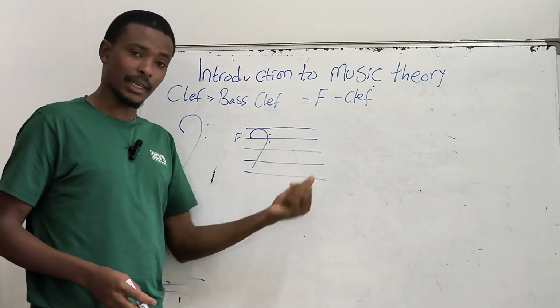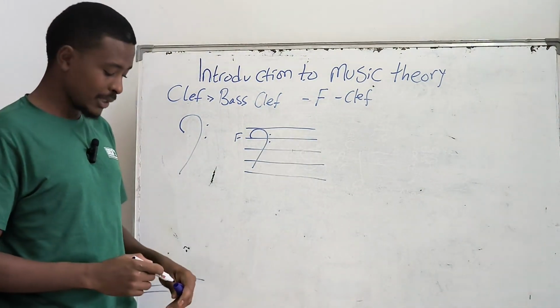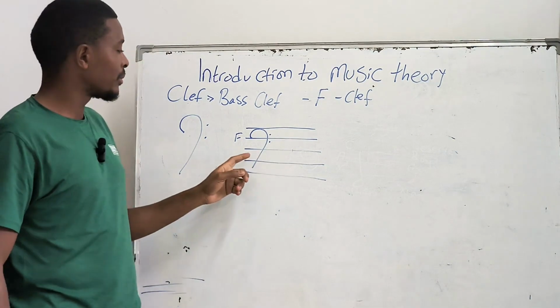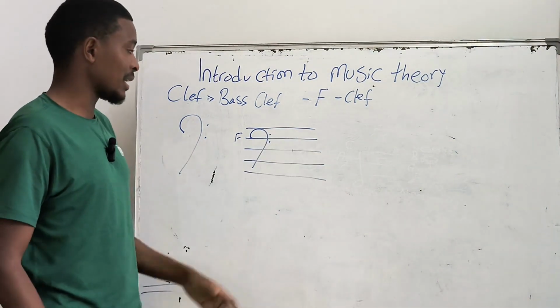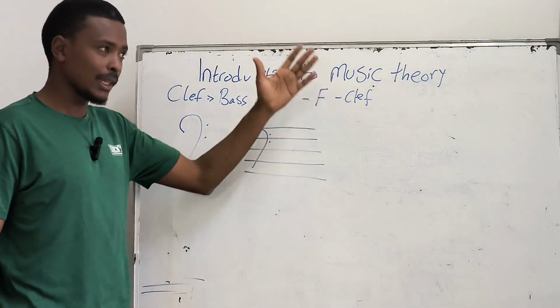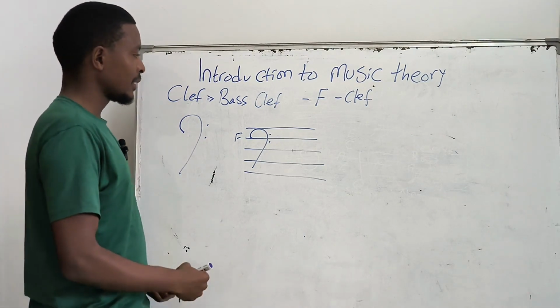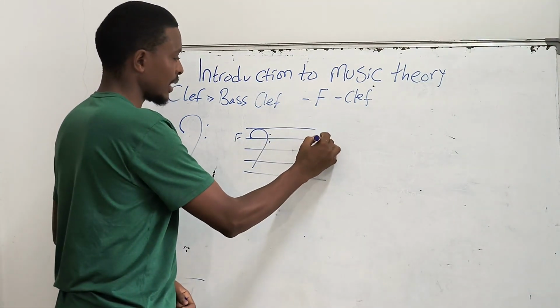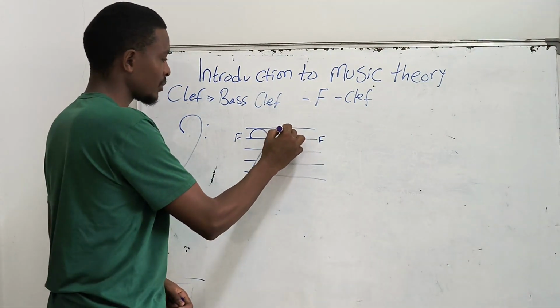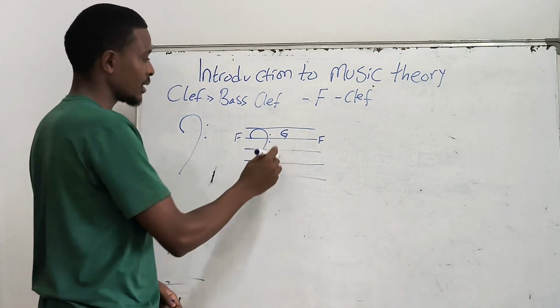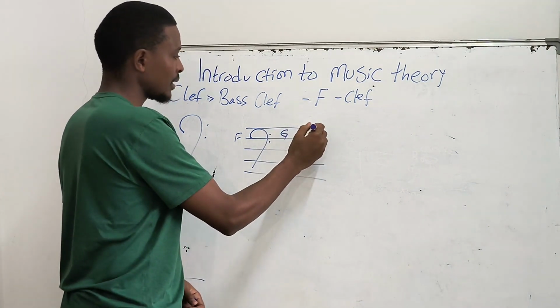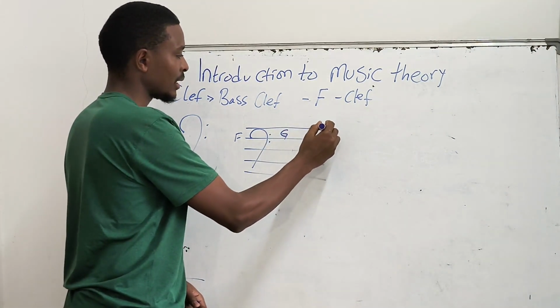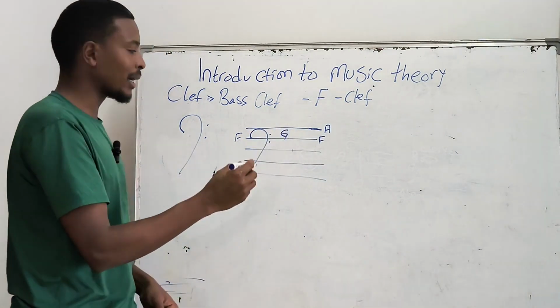So this line is line F. So knowing the alphabetical order, we can name the others. So just follow either up or going down. So from F, this is the line F. Going up, this will be a space, which is space G. And then this is a line, which will be line A. Remember, from G, we go back to A.